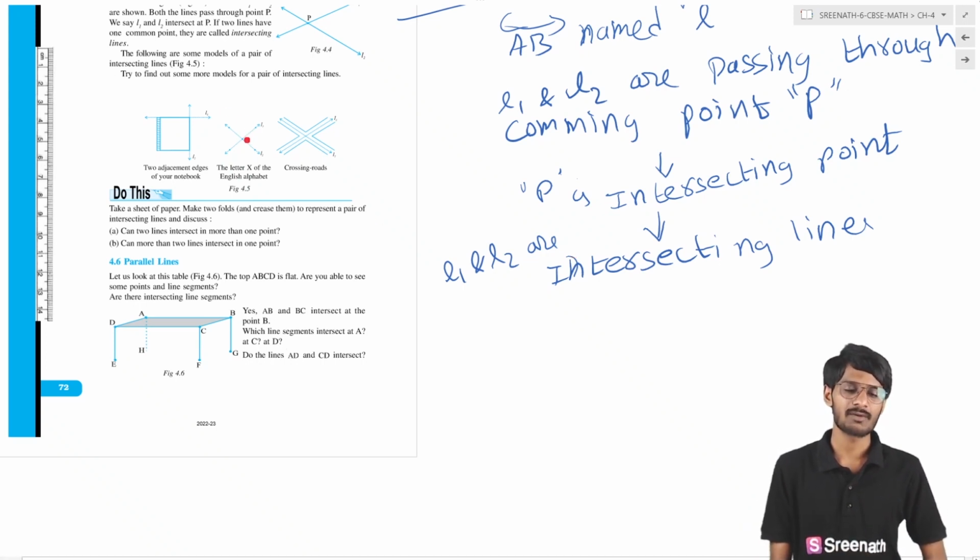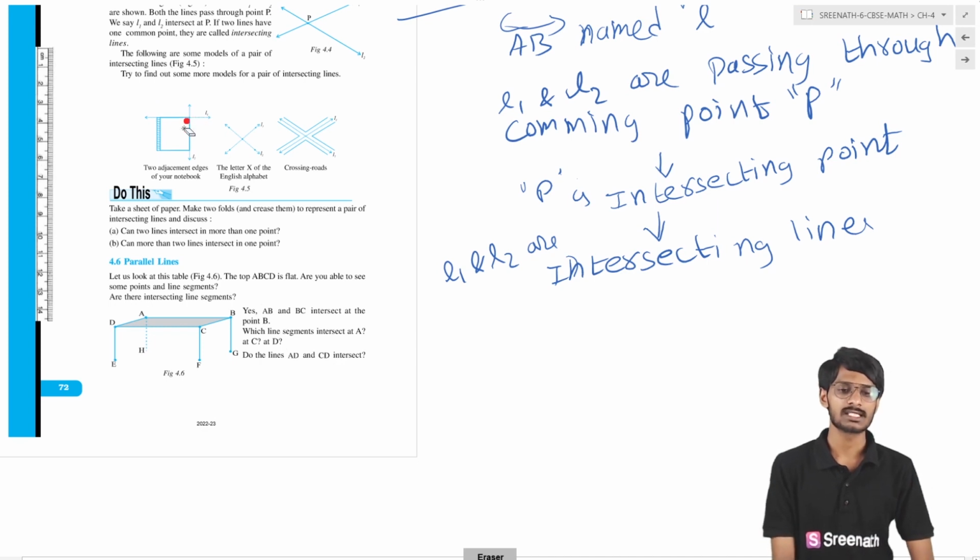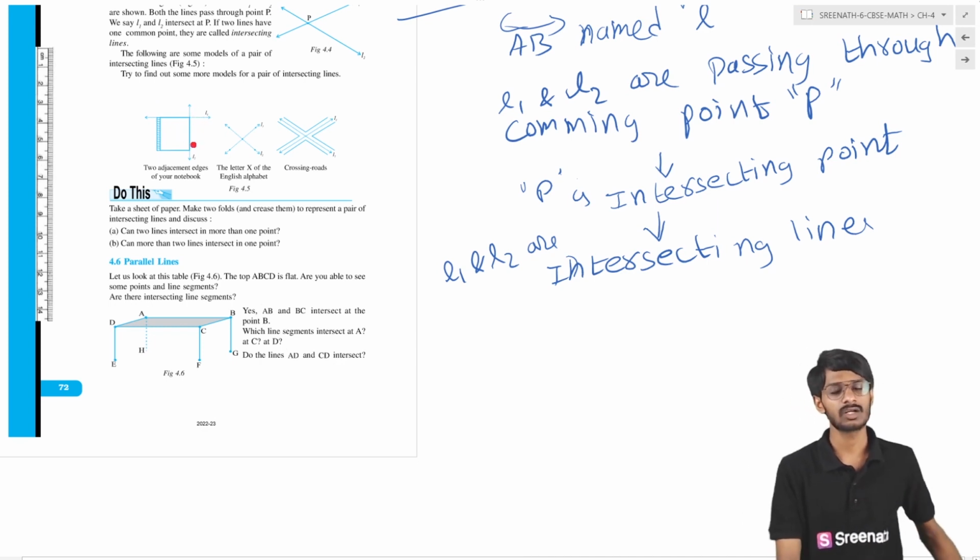In this example, if you draw the alphabet X, there is a common point and these two lines are intersecting. And if you see the adjacent sides of your notebook, if you extend their edges, in this direction and in this direction, these two lines will pass through some common point. So these are also intersecting lines.